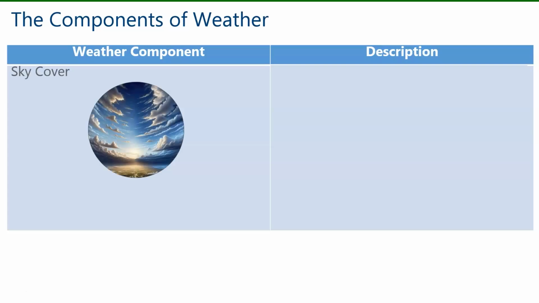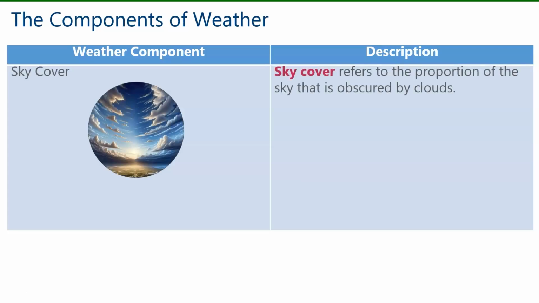Our last component is sky cover. Sky cover refers to the proportion of the sky that is obscured by clouds. This video is just a brief introduction to some of these weather components, but as we move along in this unit, we'll go into these weather components in more depth.